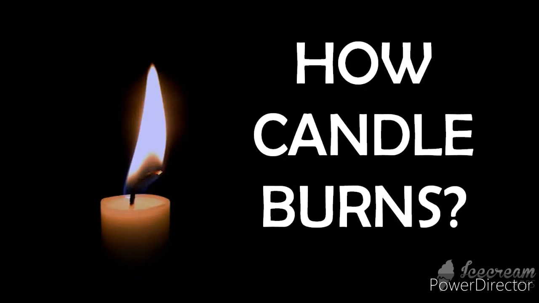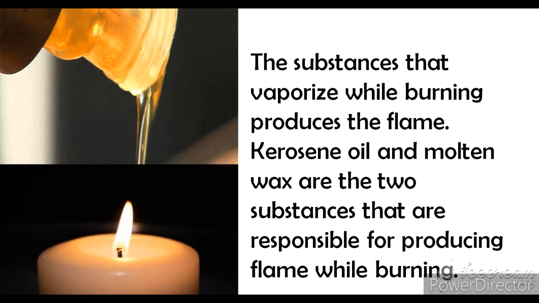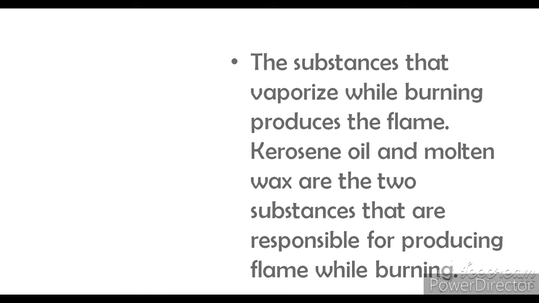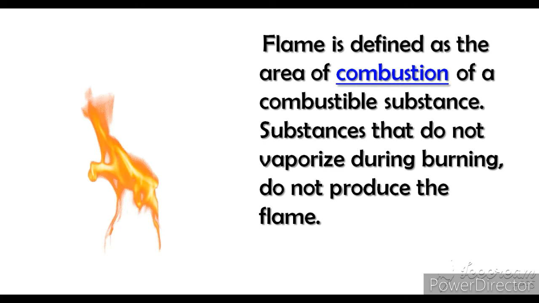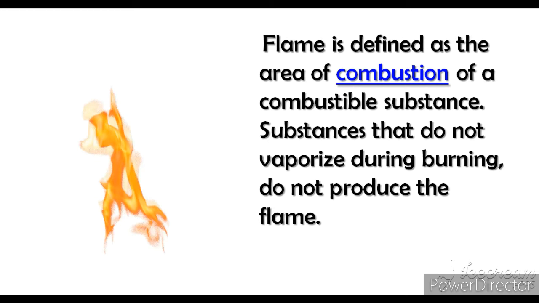Today we are going to see about flame and also how a candle burns. First, the substances that vaporize while burning produce the flame. Kerosene oil and molten wax are the two substances that are responsible for producing flame while burning. Flame is defined as the area of combustion of a combustible substance. Substances that do not vaporize during burning do not produce a flame.